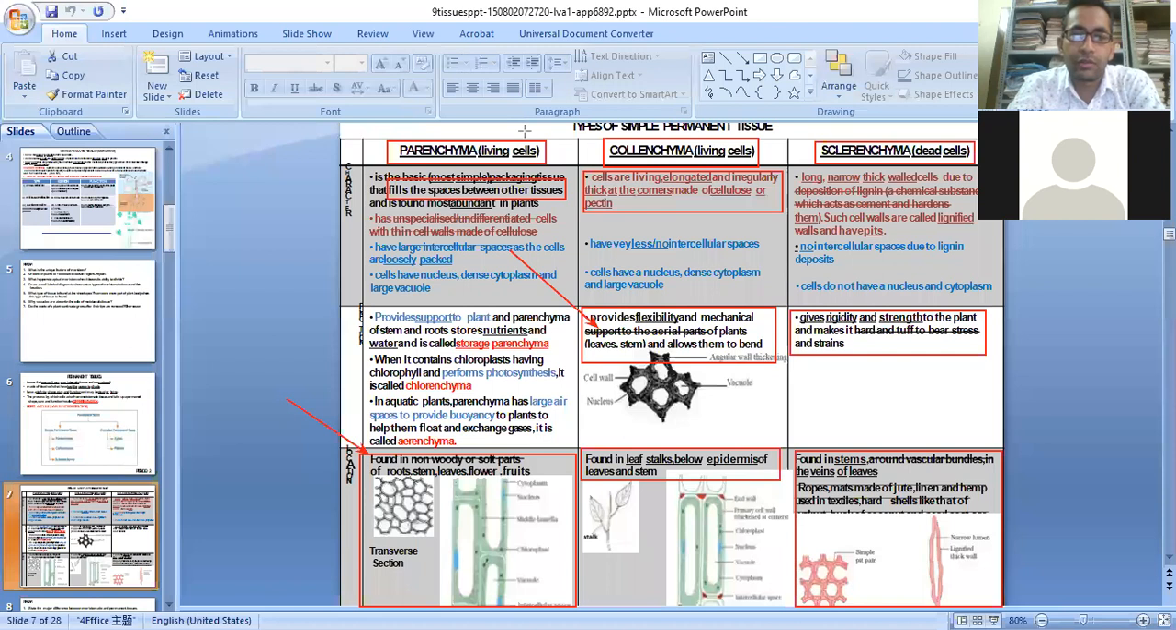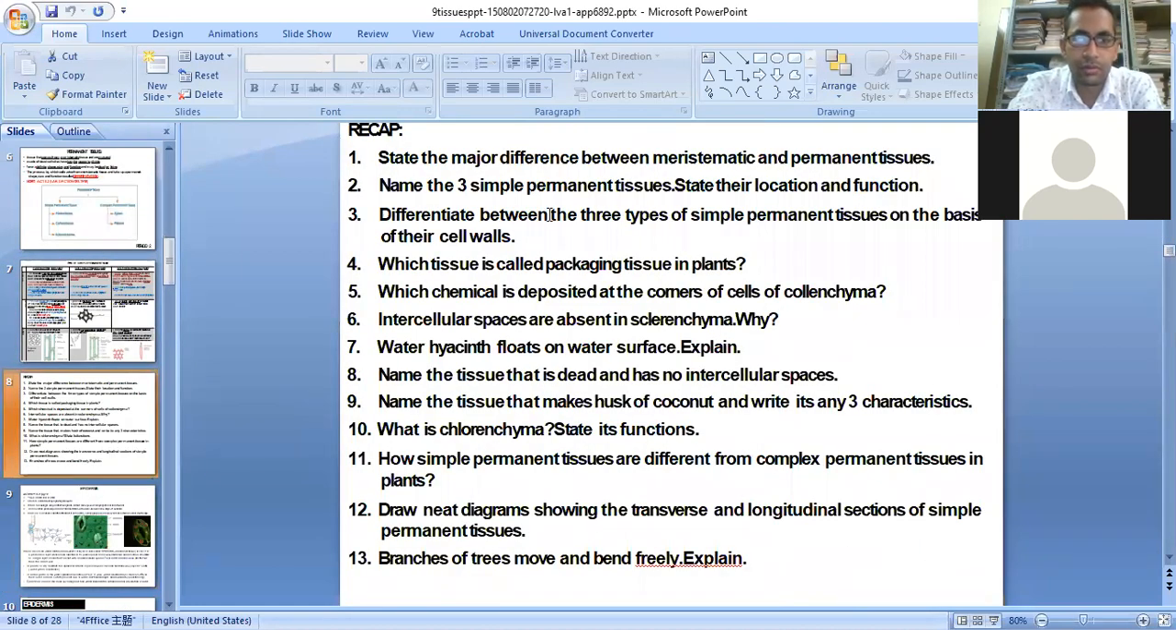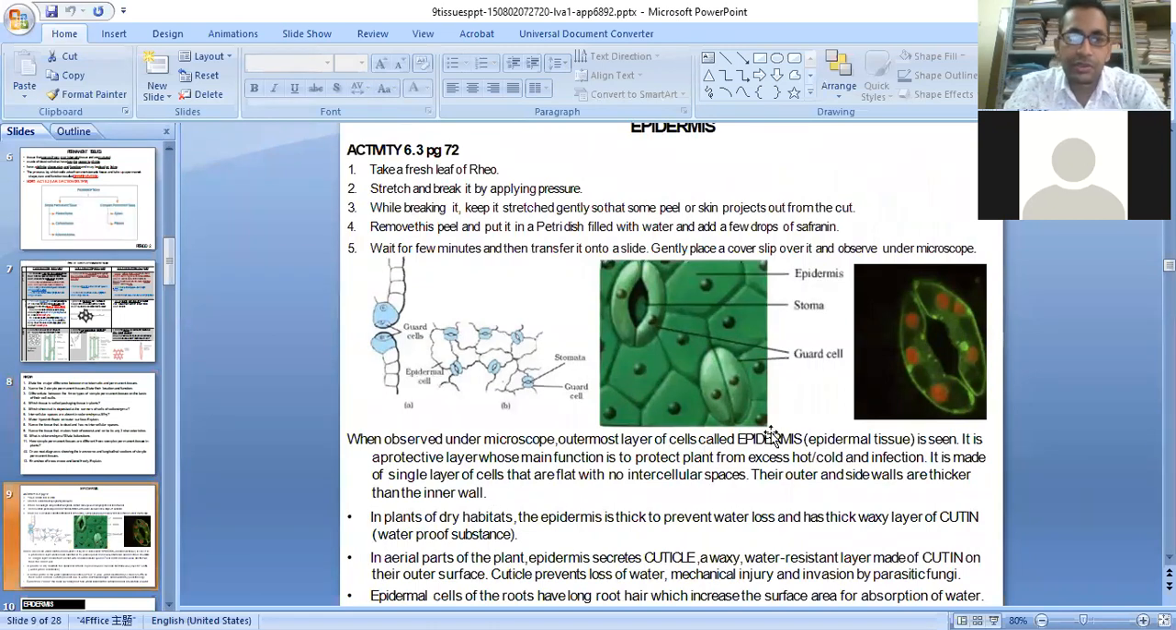So these are the three important points you have to remember, and that is how you will remember parenchyma, collenchyma, and sclerenchyma. So parenchyma is there to fill up the empty spaces. Collenchyma is there to give flexibility to the plants, and sclerenchyma is there to give rigidity and strength to the plants. Moving next, epidermis.